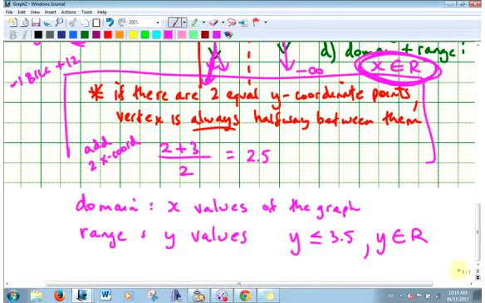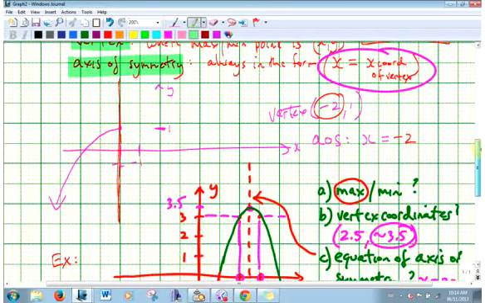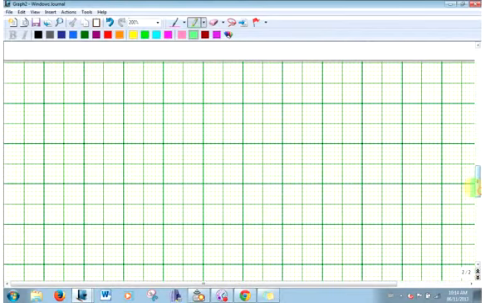Okay? So, a few more terminology stuff. Domain, range, vertex, axis of symmetry. Let's look at one more example. And you're on your own.